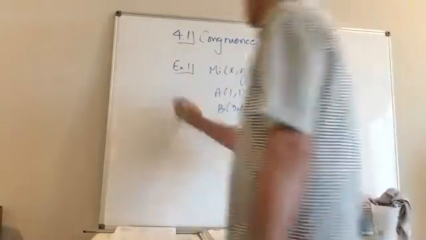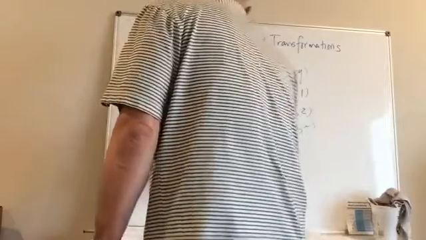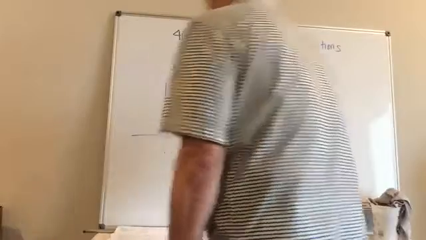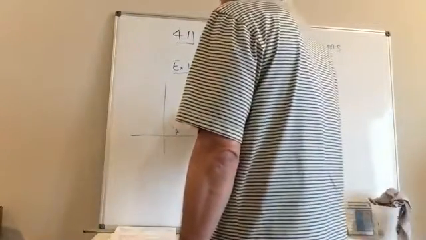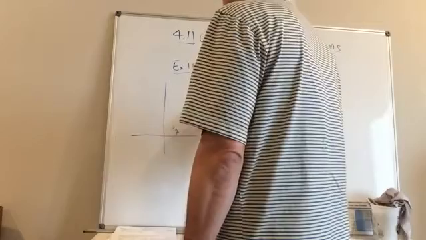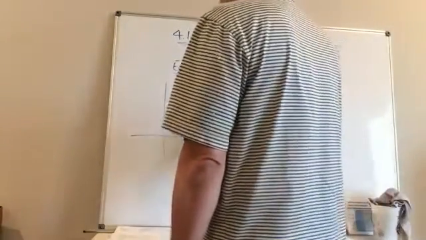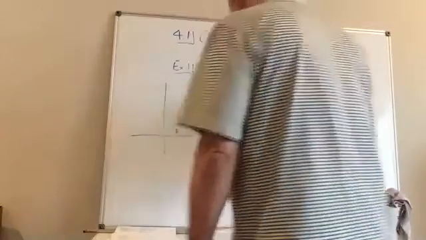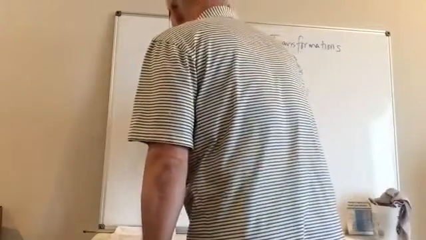Okay. So let's go ahead and draw this out, see what we get. A is 1, 1, so we'll call this A. B is 3, 2, so this would be B. C is 3, 5. It's going to be up here, this is C. Okay, so I'm going to have a triangle that looks like this.